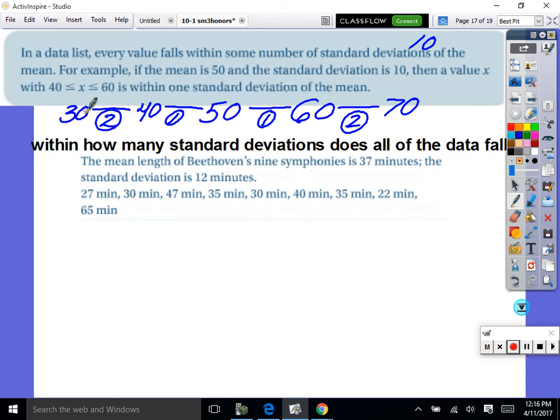Okay, so let's do this one. It says, within how many standard deviations does all of the data fall from the mean? It says the mean length of Beethoven's 9th Symphony is 37 minutes, and the standard deviation is 12. So we can do this a couple different ways. We could just draw a chart kind of like I drew up there. So, 37 plus 12, that would be one standard deviation. That would be at 49. Add 12. So that would be 2 standard deviations, 61. Let's stop there. Or let's even go one more, 3 standard deviations.